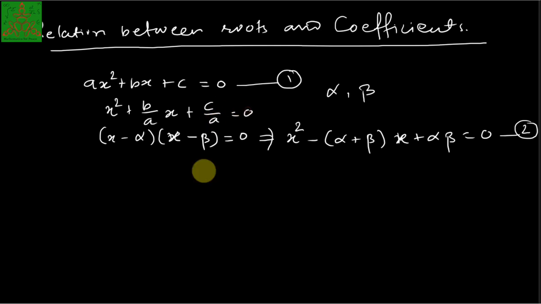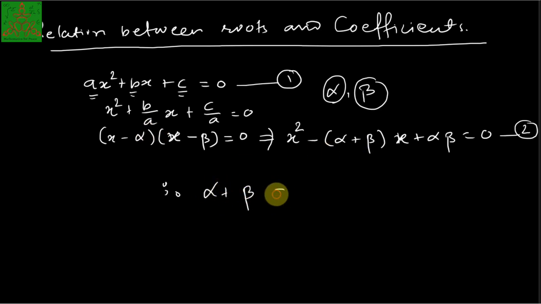So this gives you a very interesting relation between the roots of the polynomial, that is alpha and beta, and its coefficients a, b and c. They are the coefficients of this polynomial, and alpha and beta are the roots. So we have the relation that alpha plus beta, that is the sum of the roots, is nothing but minus b by a, and alpha into beta, that is the product of roots, will be c by a.